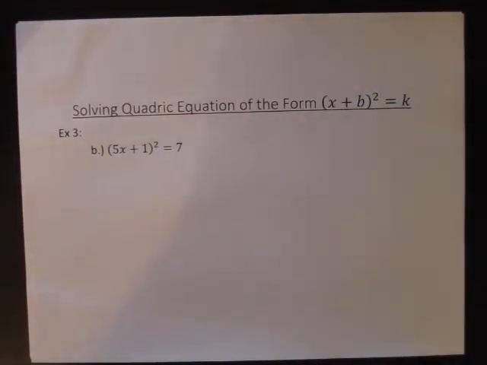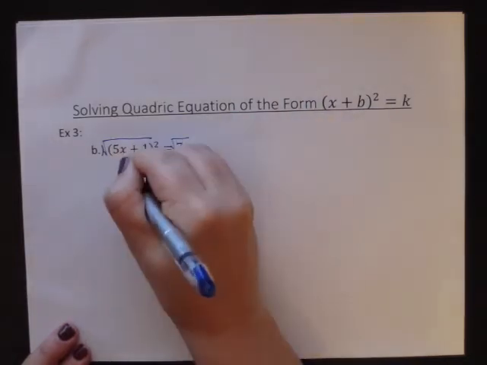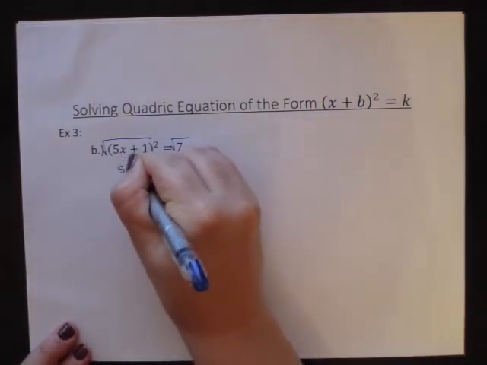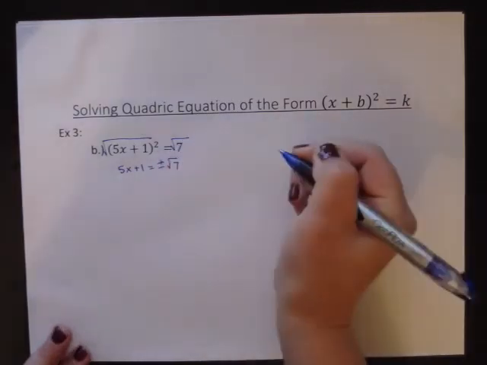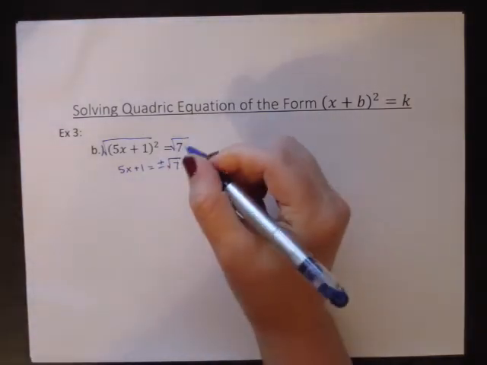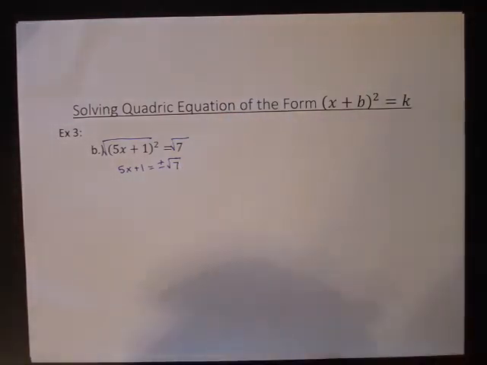So I've got in parentheses 5x plus 1 equals 7. So first thing I want to do is apply that square root property. So I'm going to take the square root on both sides. So I'll be left with 5x plus 1 on the left, plus or minus the square root of 7. Now, the reason why we can't find any factors of 7 is 7 is a prime number. So that means only 1 and 7 are multiples.